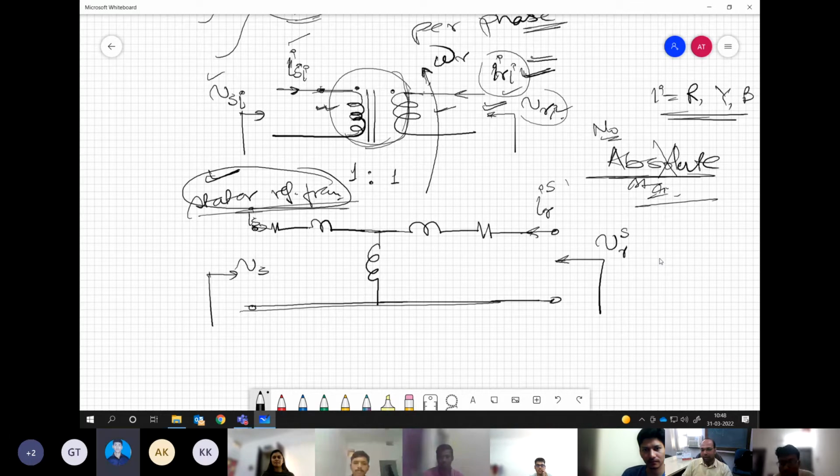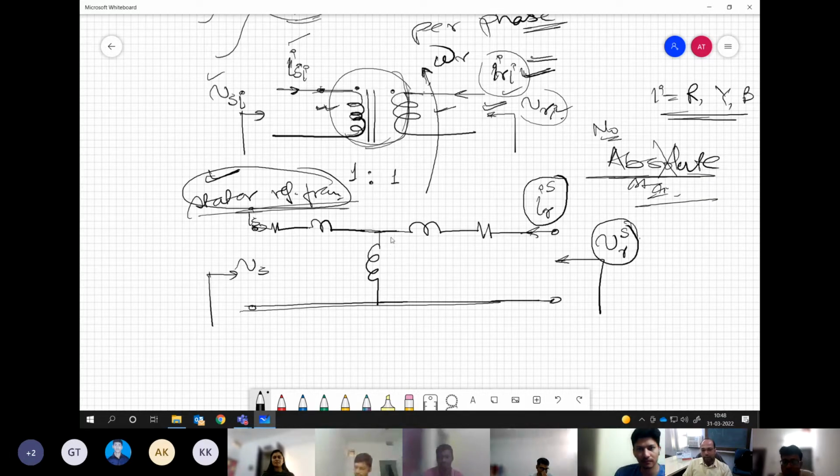Yes, sir. So which is why it is very, very important to write the superscript which indicates which reference frame you are referring to. So these parameters, let us say, are the same: RS, LLS, LM, LLR, RR. These are the same, no problem. If the turn ratio is 1:1, that's fine. If it's changing, then we will change these numbers also according to the turn ratio. That's one thing.